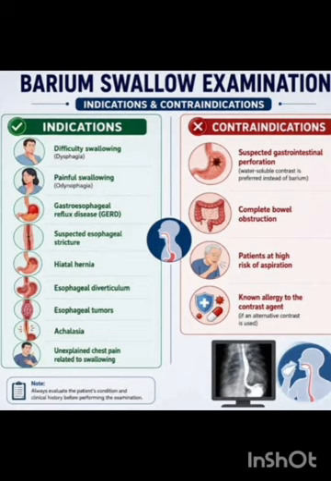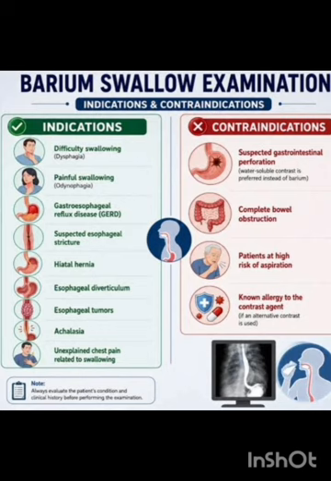Then diverticulum. Diverticulum means an abnormal outpouching sac. It forms in the wall of a hollow organ. Barium swallow is commonly used to visualize the pouch. Endoscopy may also be performed to see the diverticulum.